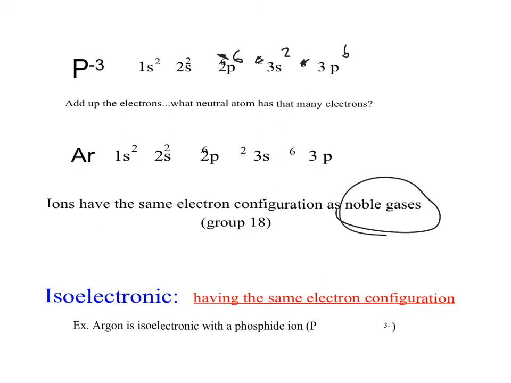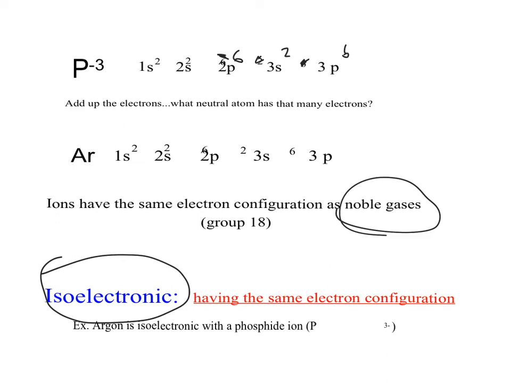Anytime you have an atom and an ion, or two ions that have the exact same electron configuration, we say that those atoms or ions are isoelectronic. They have the exact same electron configuration.